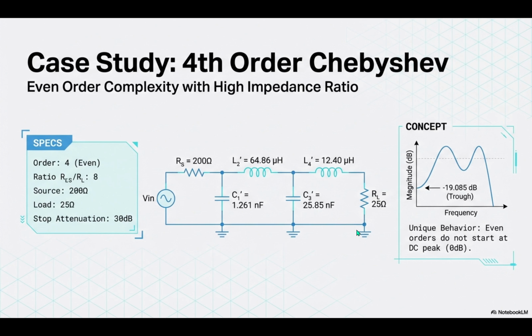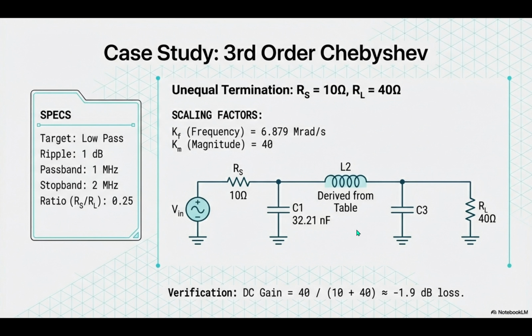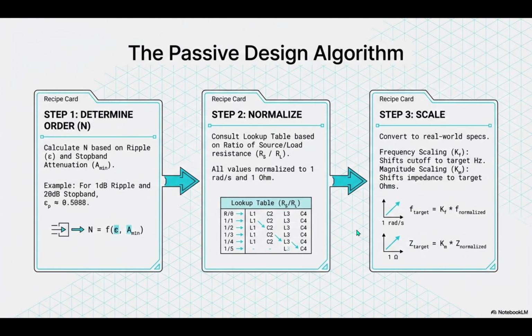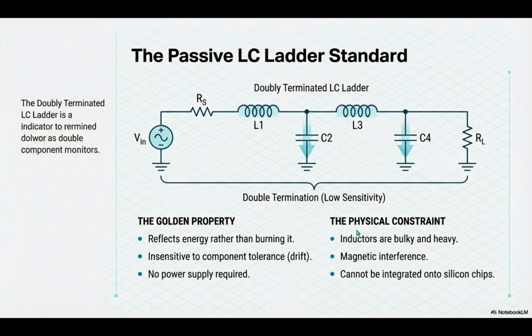They would be perfect, except for one massive fatal flaw. The inductor. Coils of copper wire wrapped around magnetic cores. They're bulky, they're heavy, they pick up magnetic interference. But the real nail in the coffin, you cannot put an inductor on a silicon chip. Right. You can make a transistor a few nanometers wide, but you can't make a microscopic copper coil that actually works. Exactly. The physics just doesn't scale down.